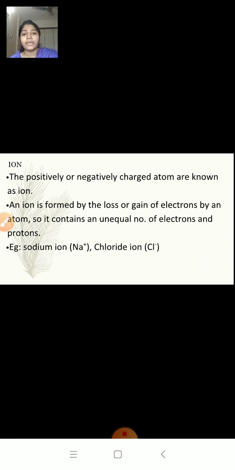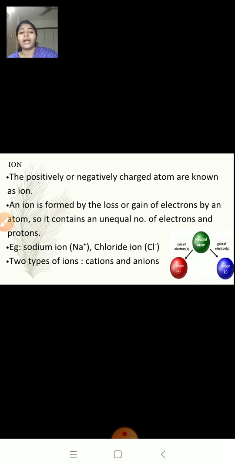Now examples of ions are sodium ion and chloride ion. You can see sodium, it is written Na+ and chloride ion Cl-. Okay, we will see how a sodium atom turns into a sodium ion. Now there are two types of ions. We have cations and anions. Like I said, ions are positively or negatively charged. So it means one of them, cations or anions, will be positively charged and the other negatively charged. So let us find out what are cations.